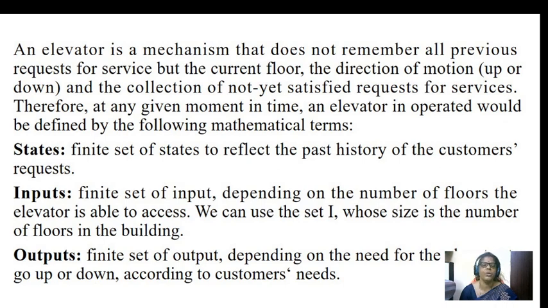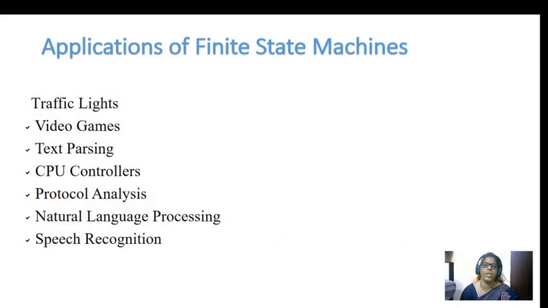Okay. So the next one, outputs. A finite set of outputs, depending on the need to go up or down, and which floor the customer wants to go to. That is what the output should be, right? It is also finite.